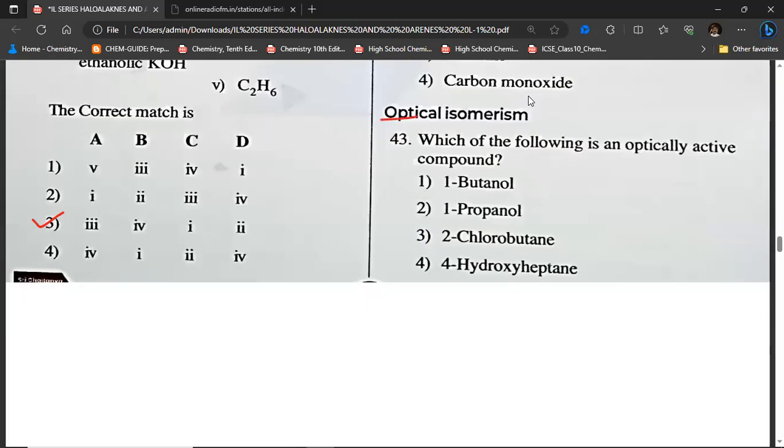Let's move on to optical isomerism. 43rd question. Which of the following is an optically active compound?